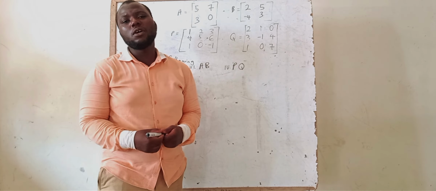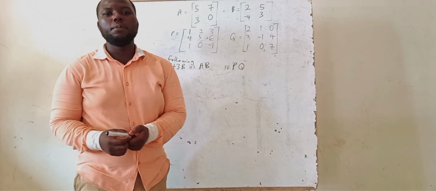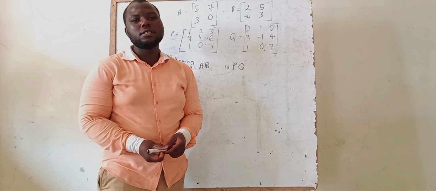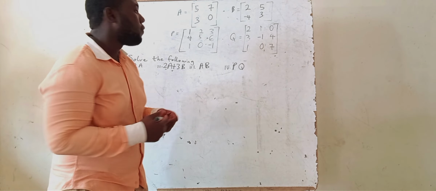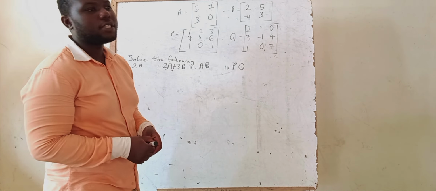You can also have a variable, let's say k, and in this case, it will be stated that k is a scalar, which means k is a constant. So let's solve I and II to understand multiplication of a scalar matrix.